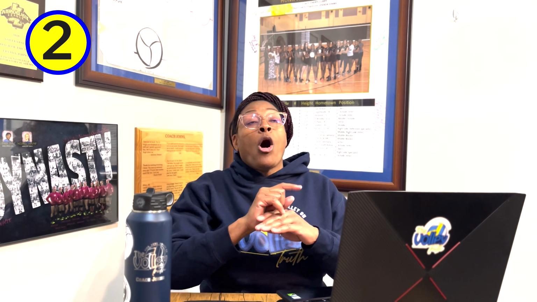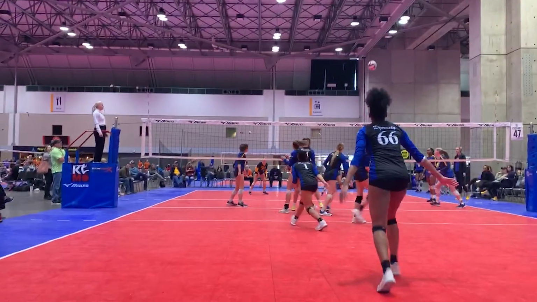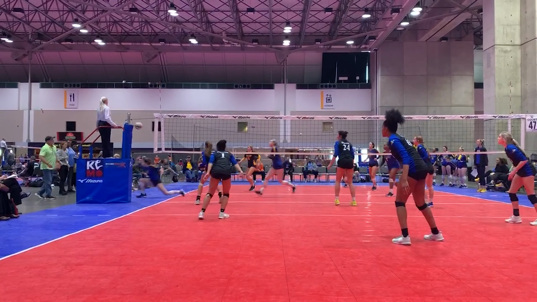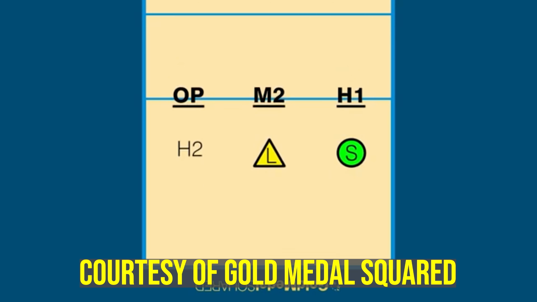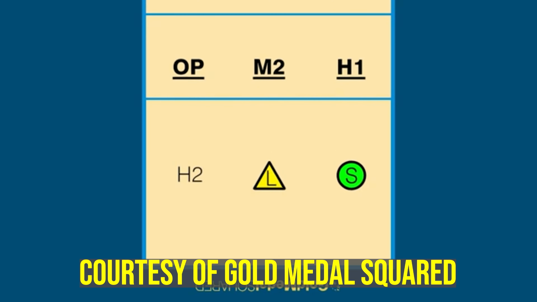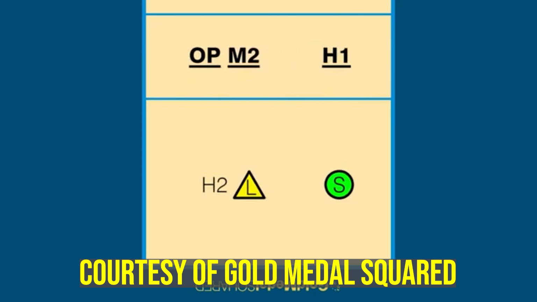Number two, contact is made, but the ball is not returnable, otherwise known as a shank. Or three, a violation is called on the receiving team. An example of this would be if a team is called out of rotation. No players can overlap with players directly in front or behind them, or directly to the left or right of them.